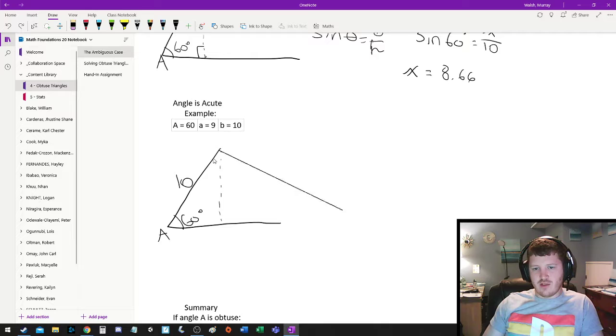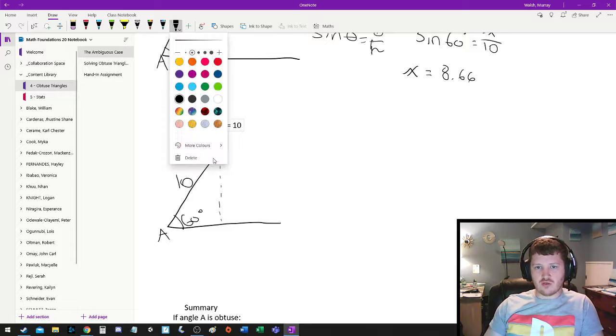But if this line is really long, and actually if it's even longer than B at all, we end up with just a single triangle, because when it swings across, it would be too far. So the result is, if A is in between the height and B, you have 2 triangles. And then again, if A is more than B, you end up with 1 triangle. So in this case, we have 2 possible triangles.